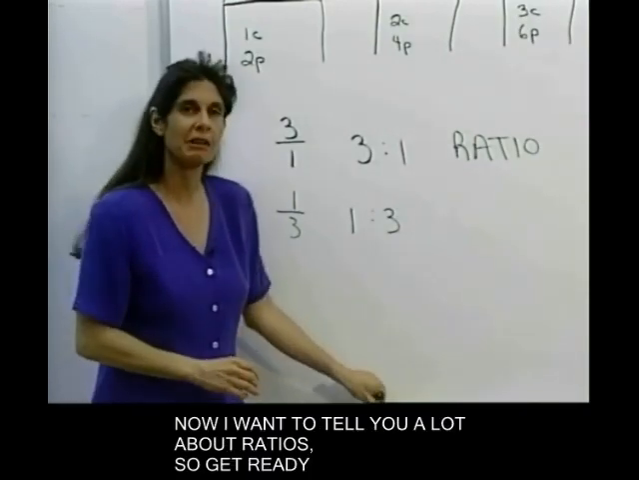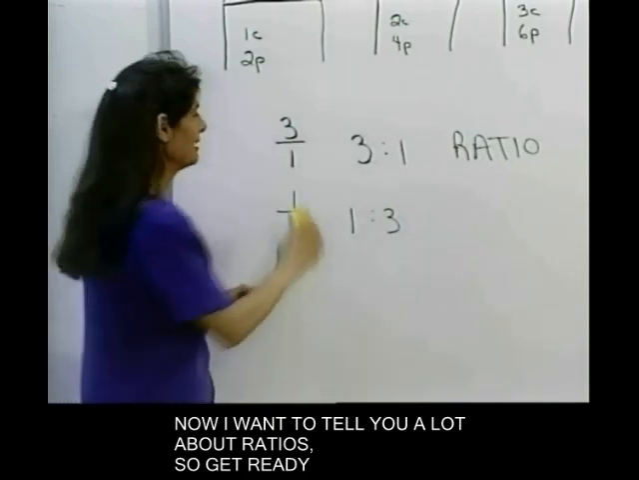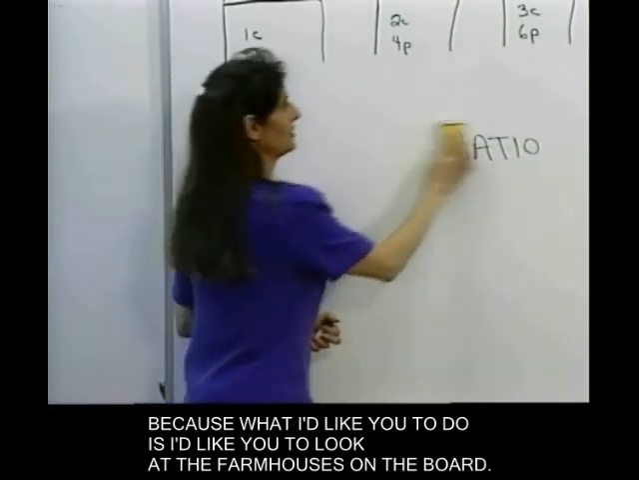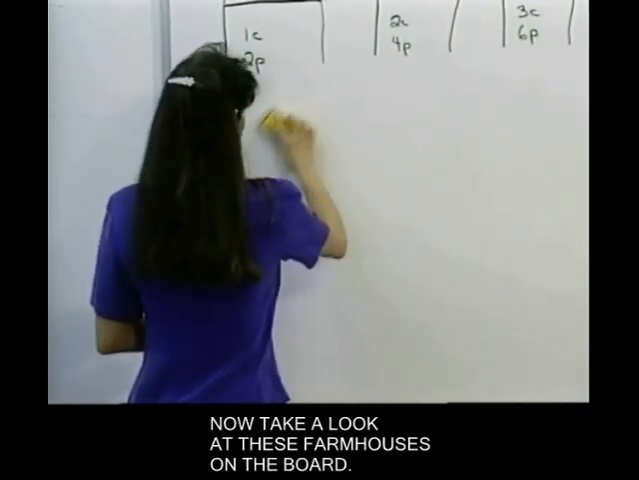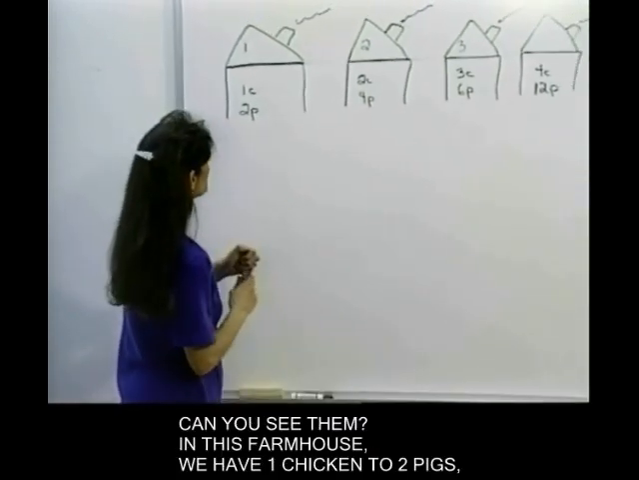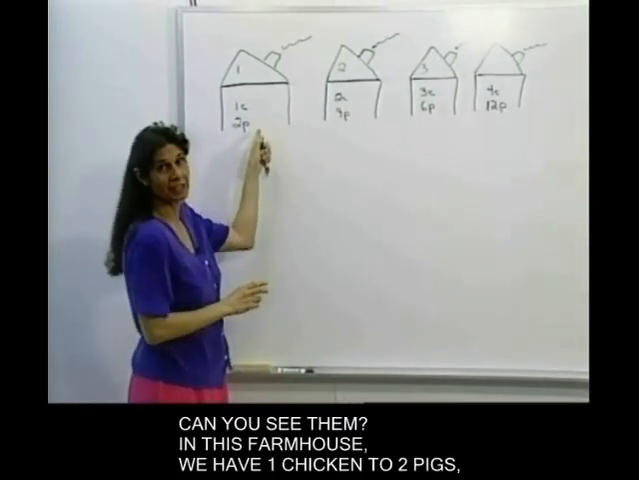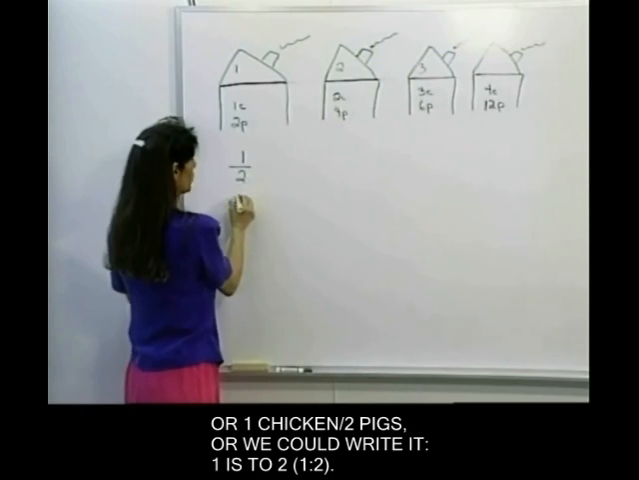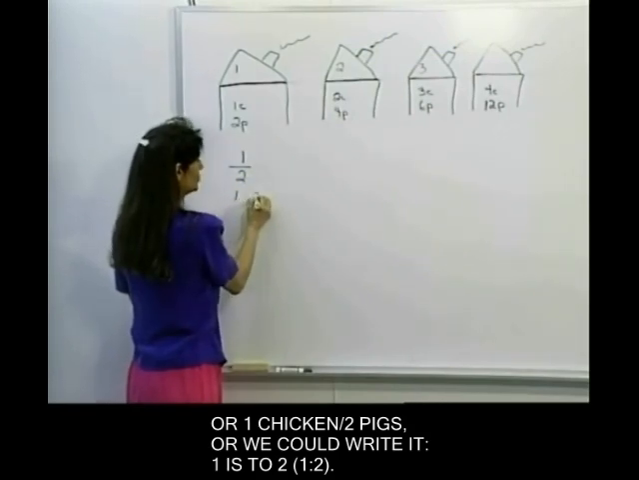Now, I want to tell you a lot about ratios, so get ready, because what I'd like you to do is look at the farmhouses on the board. Can you see them? In this farmhouse, we have 1 chicken to 2 pigs, or we could write it 1 is to 2.